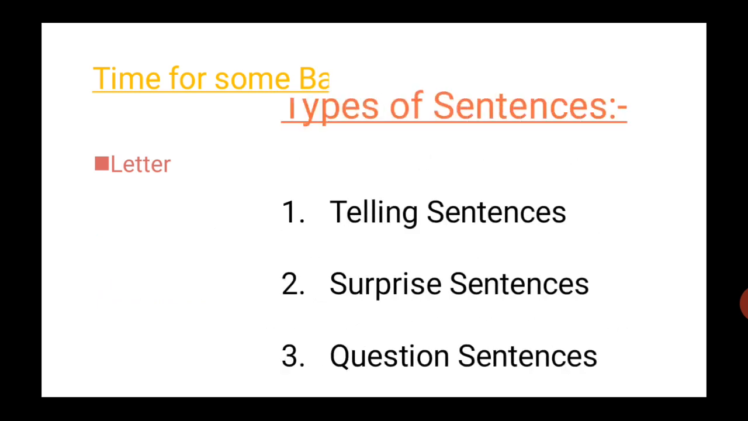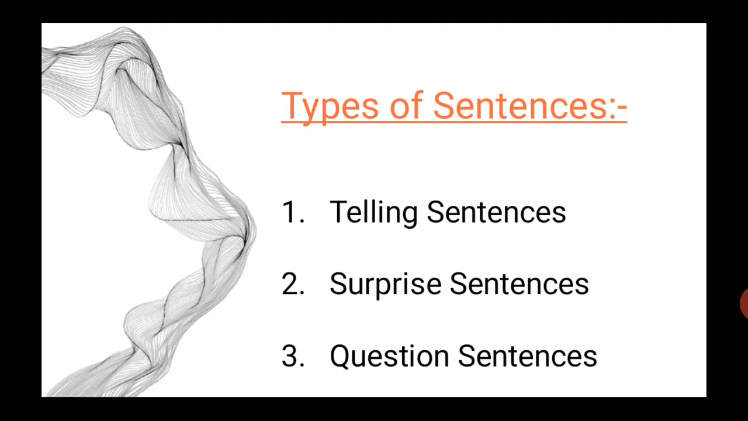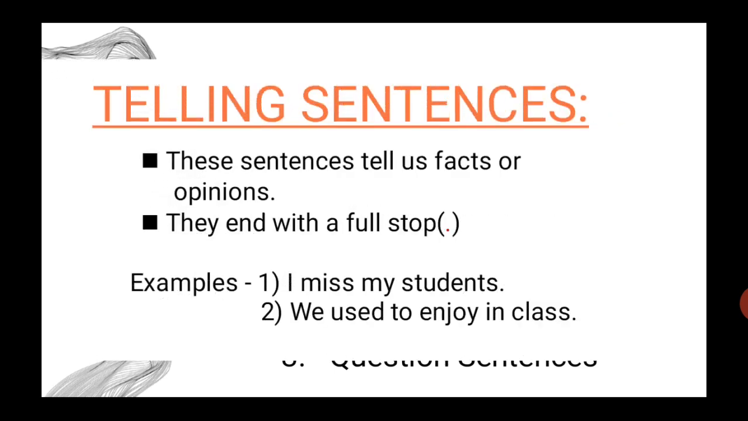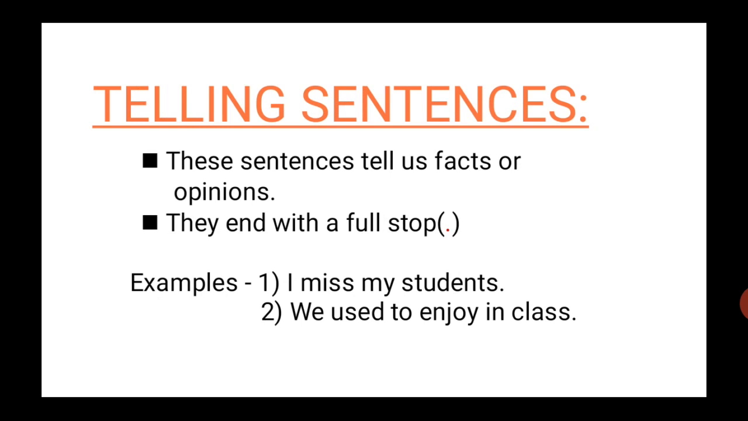Now, let's learn about the types of sentences. Children, there are three types of sentences: telling sentence, surprise sentences, question sentences. Let us learn about each one of them in detail. Coming to telling sentences. Telling sentences, children, as the name indicates, it tells the reader about something or it gives some information. As it's written here, these sentences tell us facts or opinions. They end with a full stop.